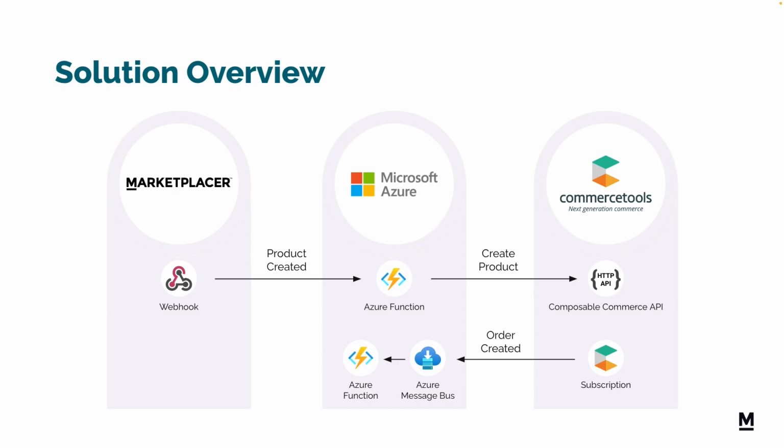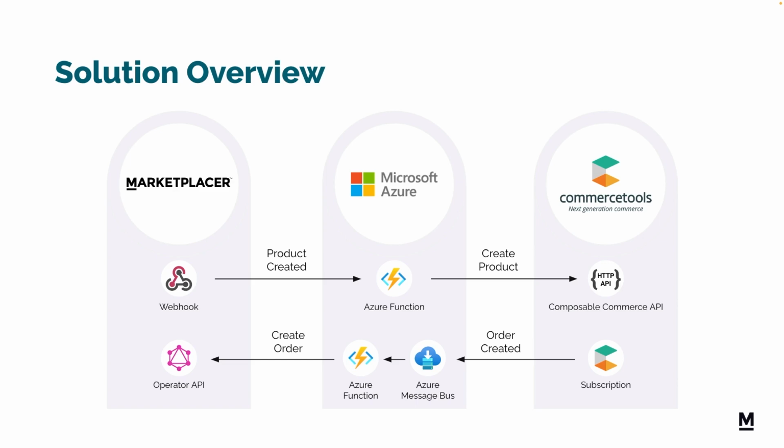This time it's going to be a message bus trigger function, so it's going to listen for messages being placed onto the Azure message bus. It's going to do a little bit of magic with that order payload, and it's then going to create an order in Marketplacer using the operator API, which is a GraphQL based API. All right, so that is our primary data flows for our connected integration.